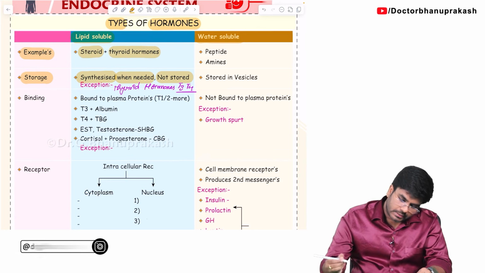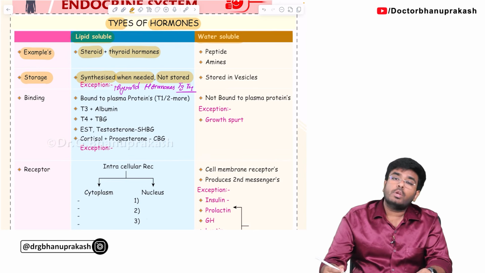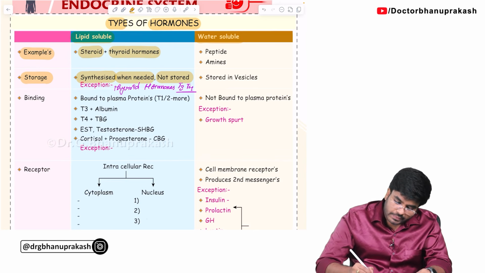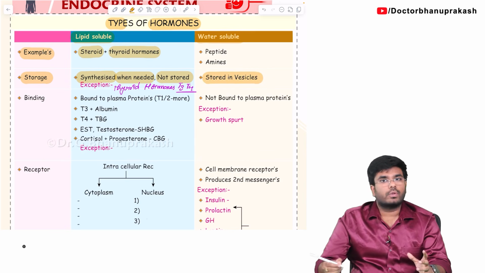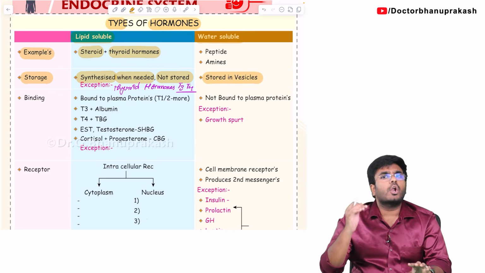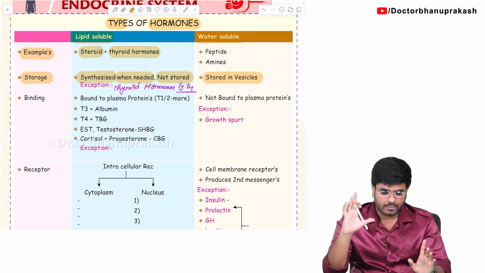Then what about the water soluble hormones? The water soluble hormones like peptide hormones and amine hormones can be stored in vesicles. You can store them. But the lipid soluble hormones are not stored, and the exception is thyroid hormones.